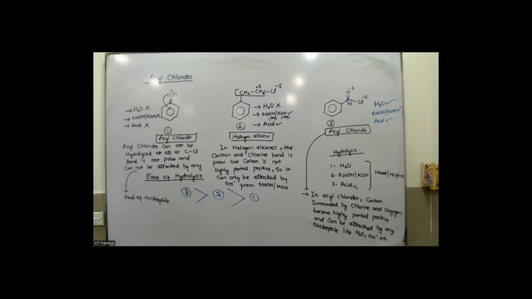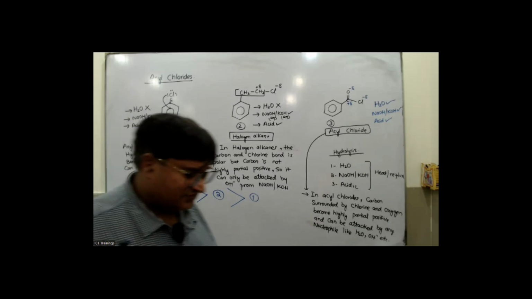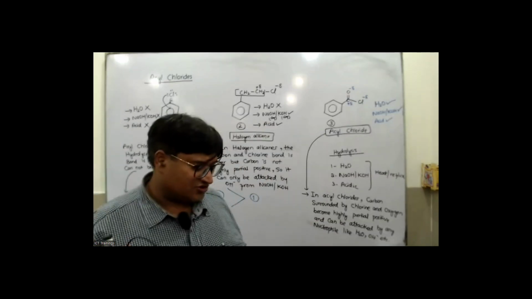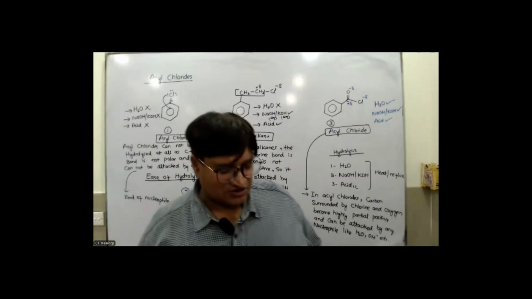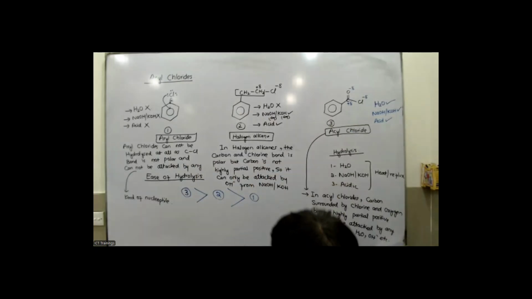So this is, my dear, the hydrolysis of different halogen types of compounds. So your chapter on acyl chloride and carboxylic derivatives has been finished. I've sent you the worksheet in your group. Now we are going to start with some questions relating to it.